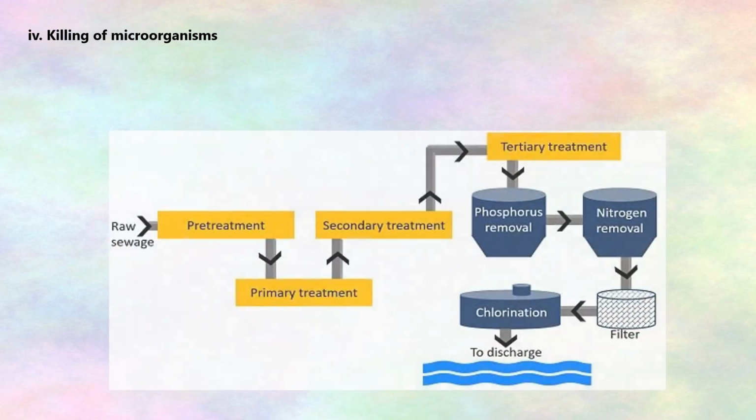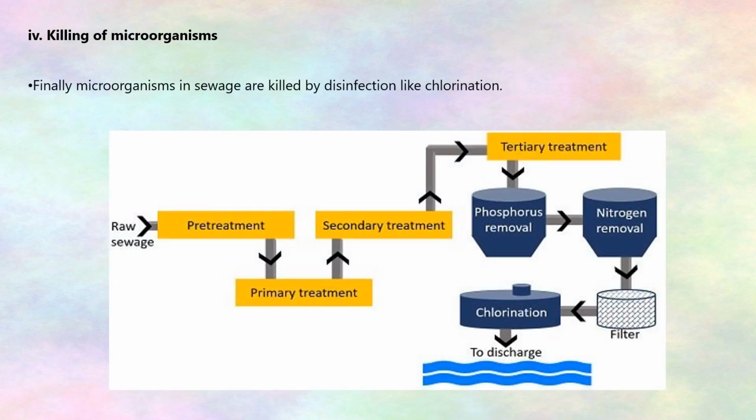The last and the final step is called the killing of microorganisms. Finally, microorganisms in the sewage are killed by disinfection like the chlorination process.